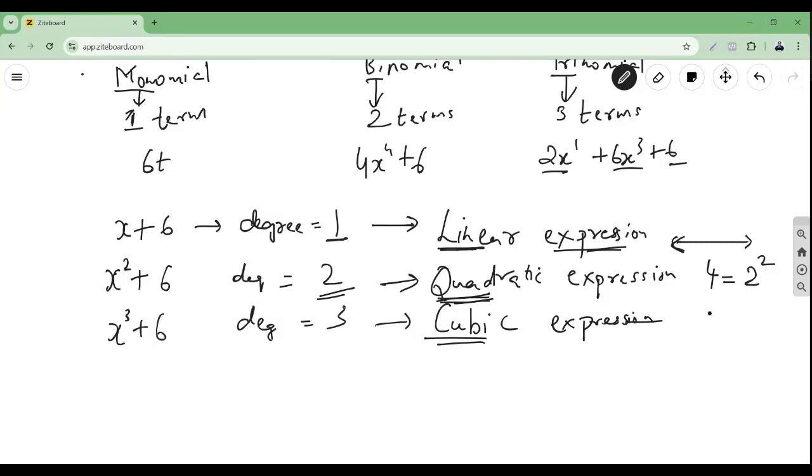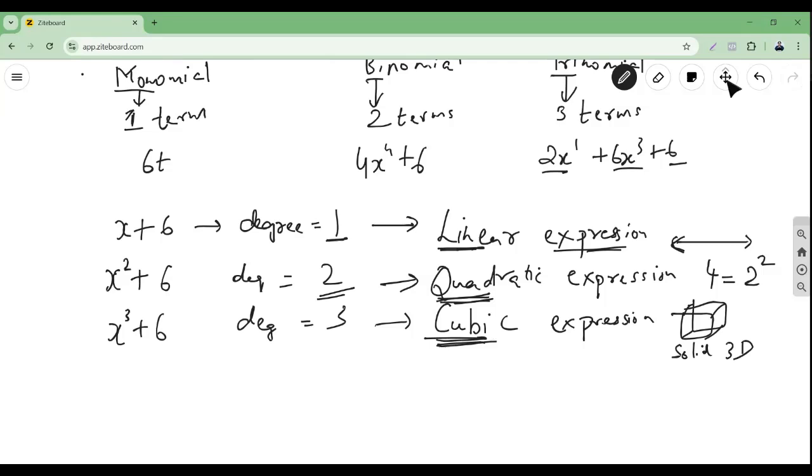Cubic means, you remember the cube, right? Like Rubik's cube and things like that. The cube has 3 dimensions. It's a solid. So a solid has 3 dimensions. We call them 3D shapes, right? So that is why it's called cubic. So cubic expression. This is a way to remember this.